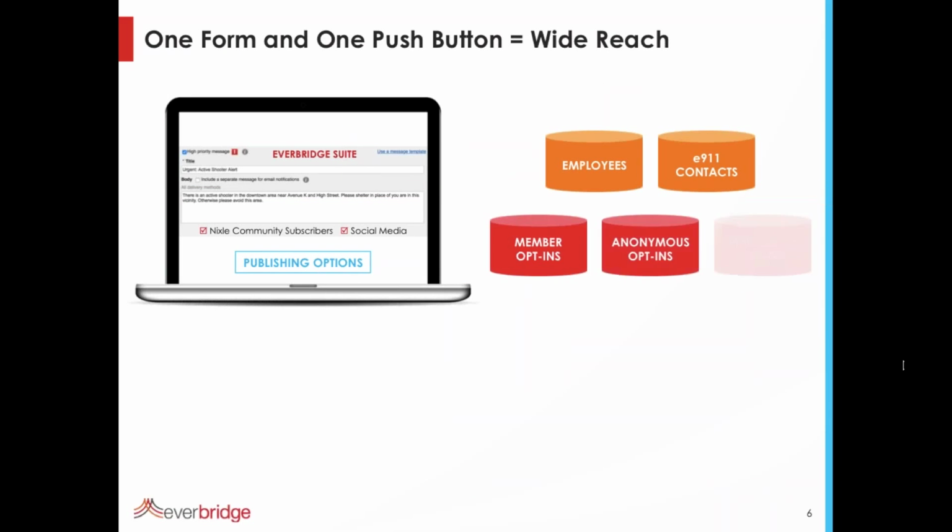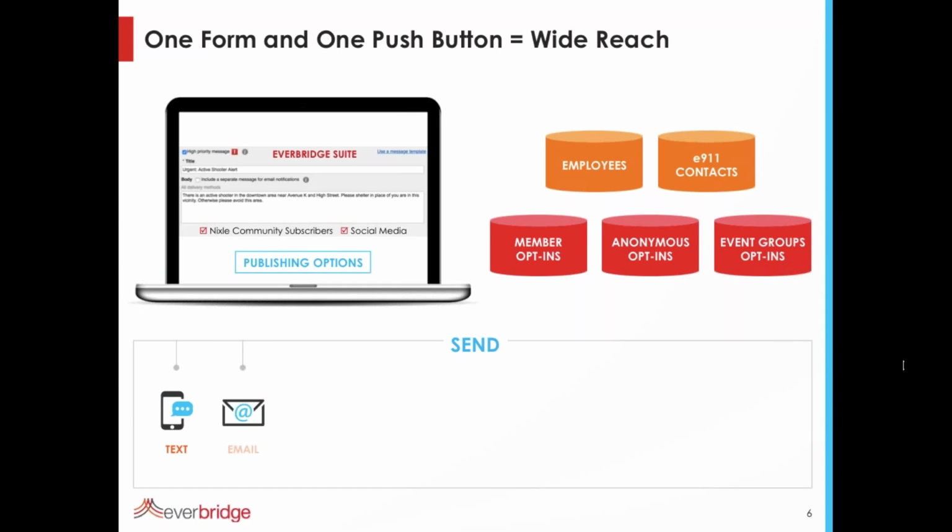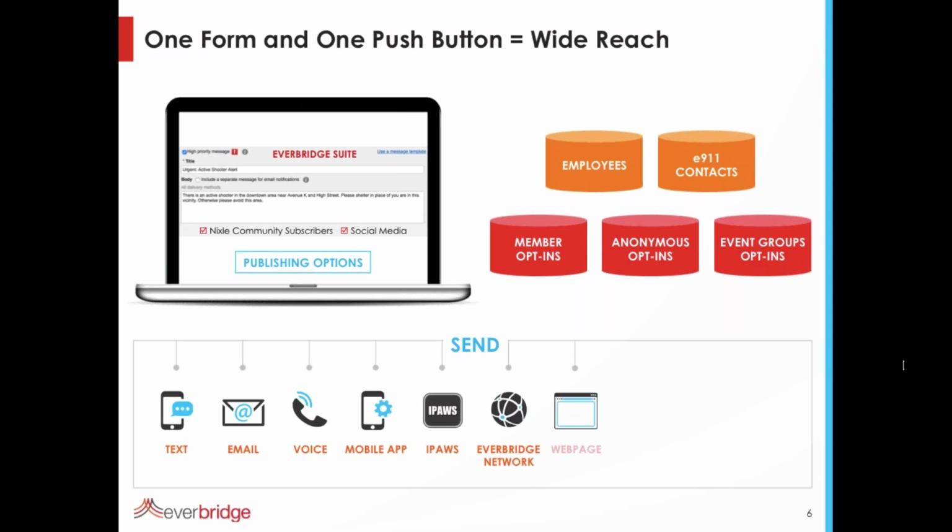The other key thing here is that in order to reach a wide audience and many different pathways and communication sources, we have one form in the Everbridge platform and one push of the button that gives you this incredible wide reach. That includes your employees, your 911 database, yellow pages, white pages, etc. Any members who have proactively opted in, anonymous opt-ins, and then even those who have opted into a specific event. And we'll discuss that in more detail.